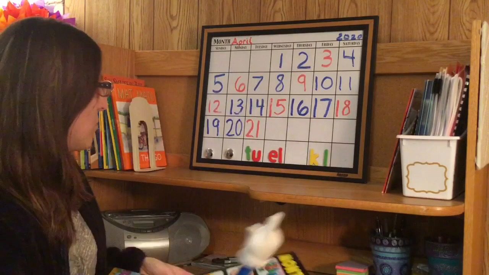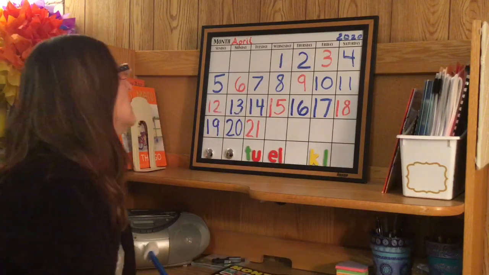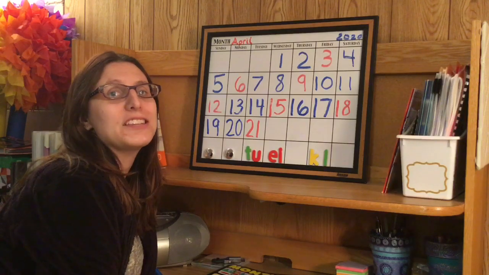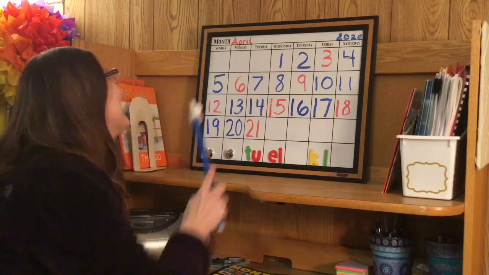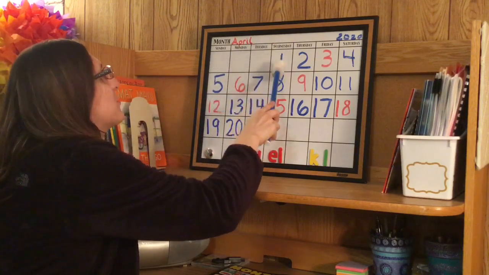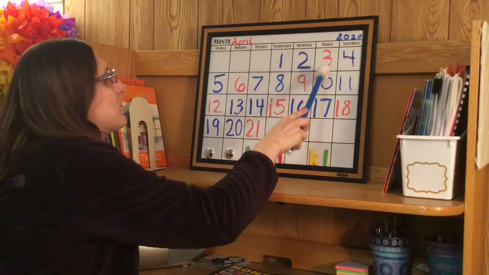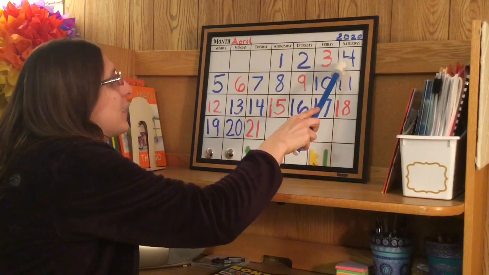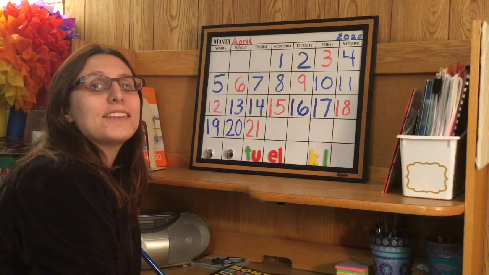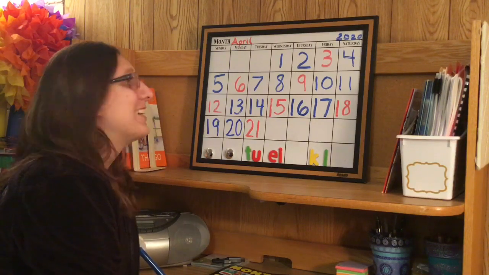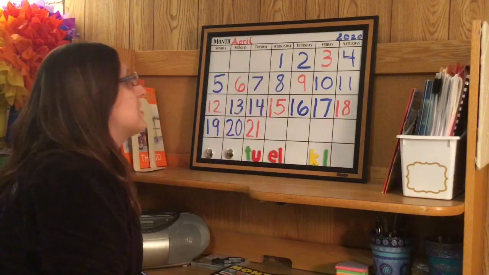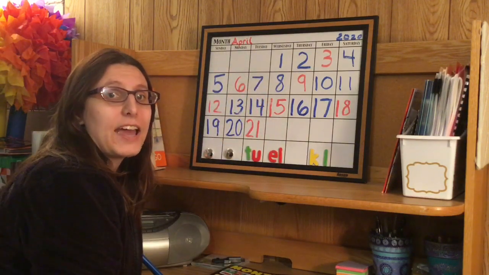We need to figure out what day of the week it is. Days of the week. There's Sunday and there's Monday. There's Tuesday and there's Wednesday. There's Thursday and there's Friday. And then there's Saturday. Days of the week. So if we've had Sunday, Monday, and Tuesday, today must be Wednesday.